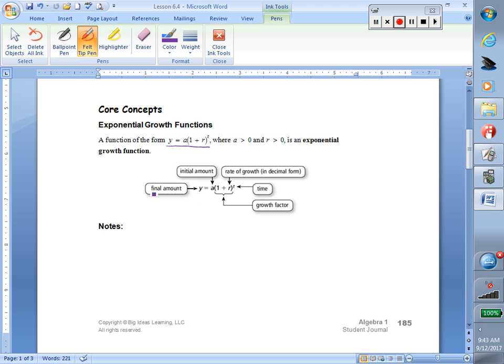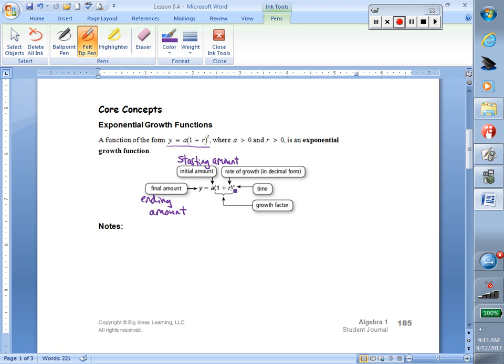The y value is our final amount. So what we're going to have after so many years or so many months, after so much time has passed, that's going to be what we end with. The initial amount, that's the a value in front of the parentheses. Initial amount, you could also label that as your starting amount. Your final amount, you could also label as your ending amount, if you like starting and ending better.